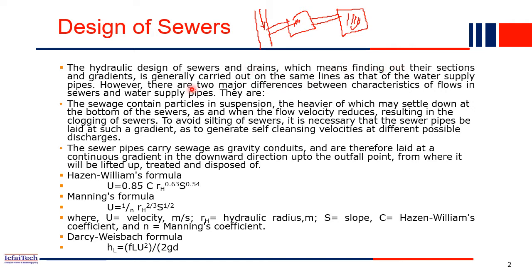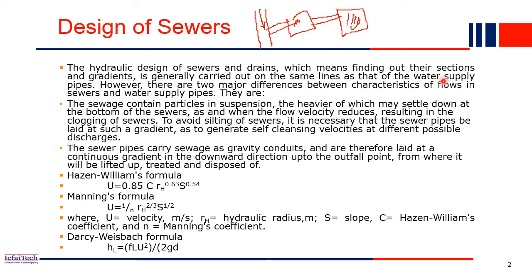This means finding out the section, that is, the section of the pipe. What could be the dimension of the pipe? Whether you are using a circular cross section or a rectangular shape, depending on our requirements we have to choose which type of cross section we are using. And also what the gradient could be, because water will be flowing from top to bottom, isn't it? So we have to maintain the gradient also. This is generally carried out on the same line as the sewer pipe.